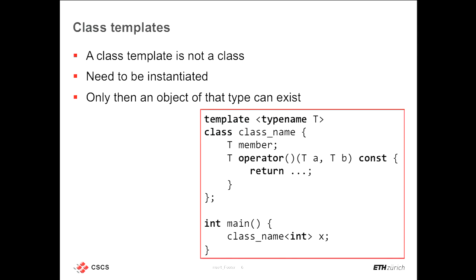So when it is instantiated, then the object exists. What is the type of the object X? The type of the object X is class_name angle bracket int. That is the type. Okay? class_name is simply the template. class_name int, that is the type of X. Which means that if I have a class_name double Y, I cannot convert one into the other. They're not the same type. They're two different types.